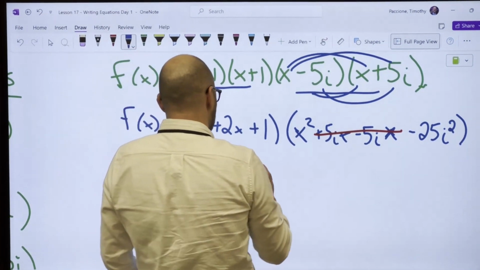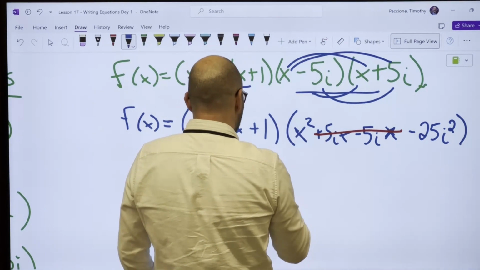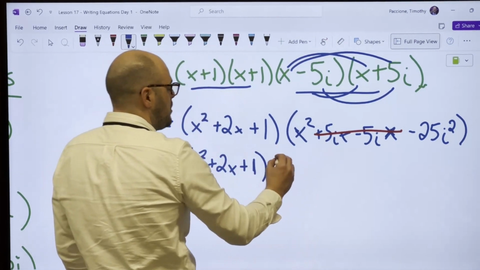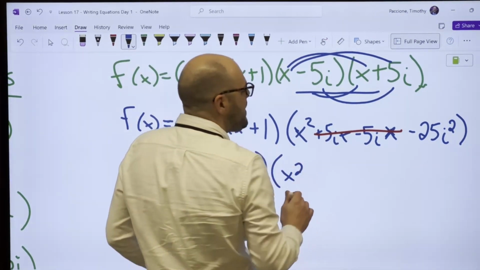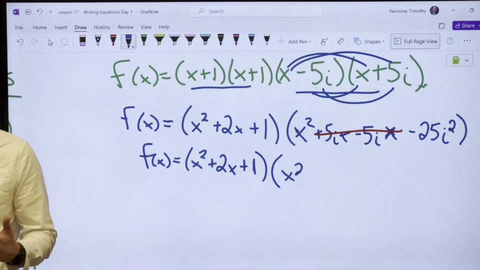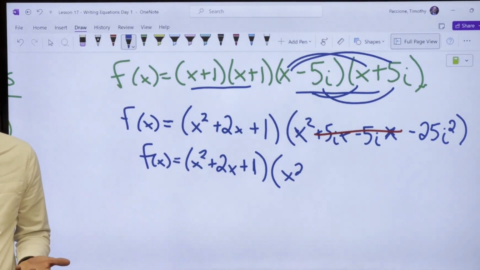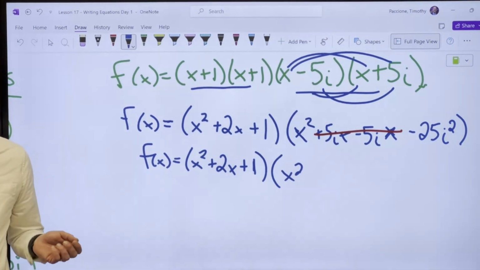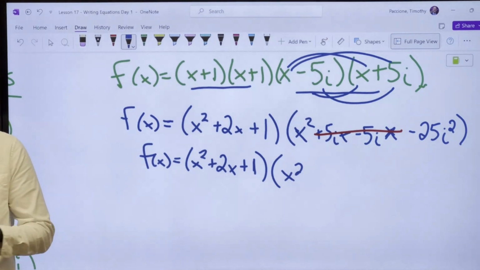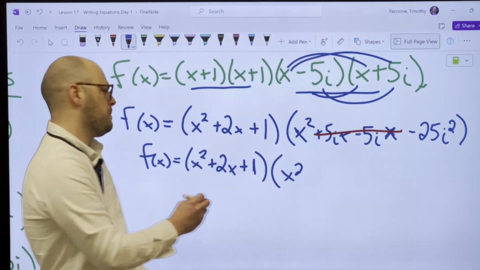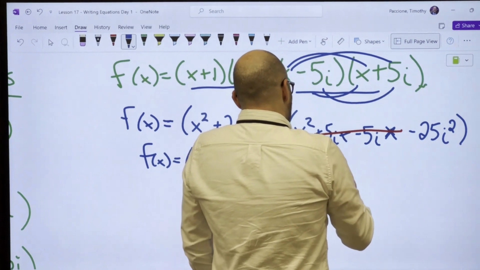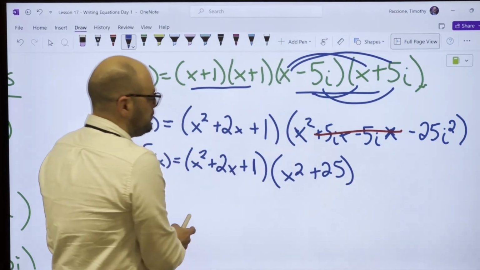(x squared plus 2x plus 1). And then over here, I have x squared, and then I have minus 25 times i squared. What do we know i squared is? Negative 1. So that's minus 25 times negative 1, which is plus 25. Right? Okay.